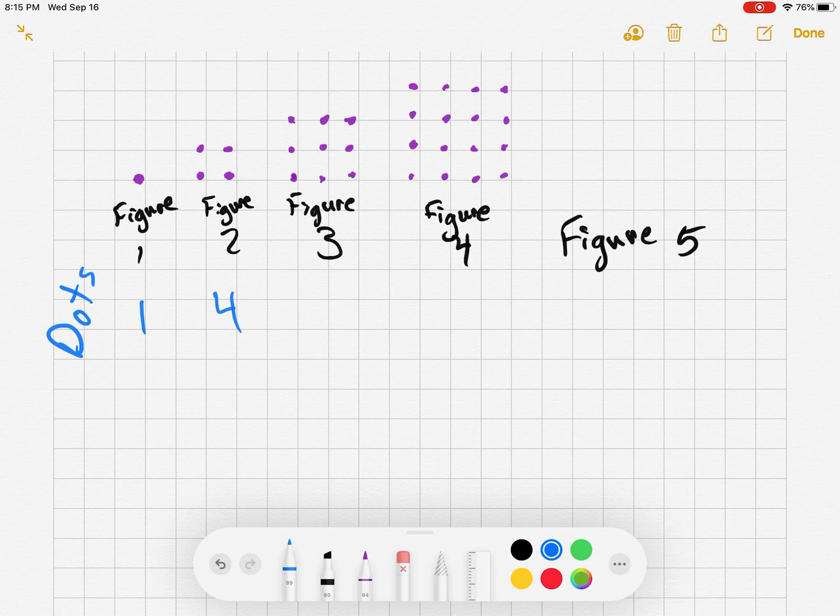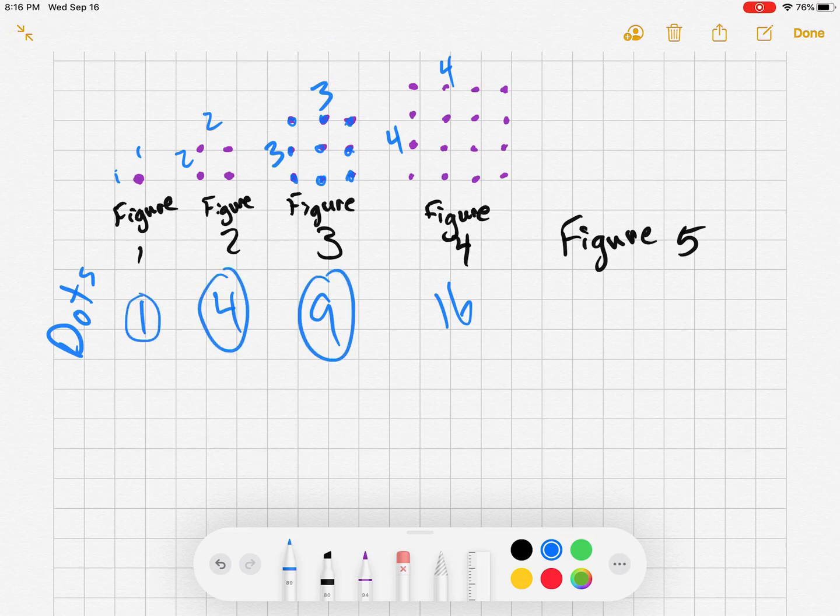If we take a look at figure 3, we could count them all, right? We could go 1, 2, 3, 4, 5, 6, 7, 8, 9. But there is a more efficient way for us to calculate this. We could say this is a 3 by 3, right? And 3 by 3 is 9. Figure 4 is a 4 by 4, so that one is 16. Going back, figure 2 is 2 by 2, and figure 1 is 1 by 1. 1 times 1 is 1, 2 times 2 is 4, 3 times 3 is 9, 4 times 4 is 16.